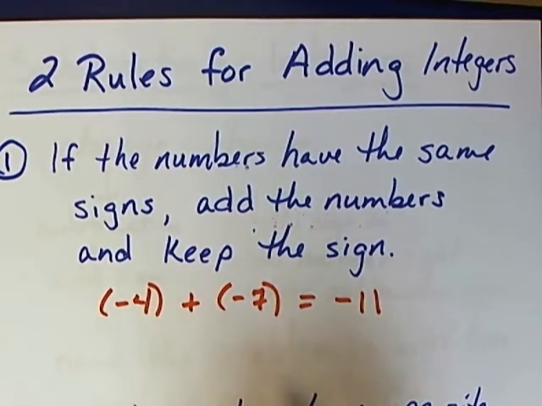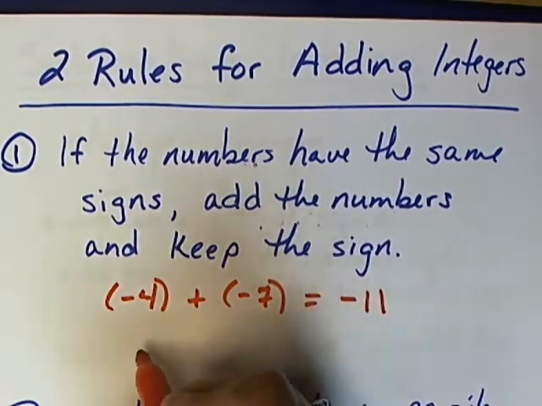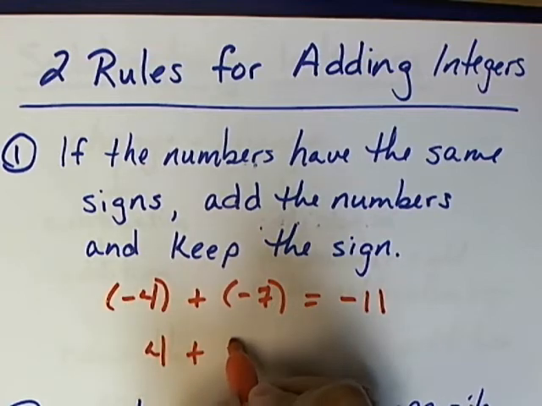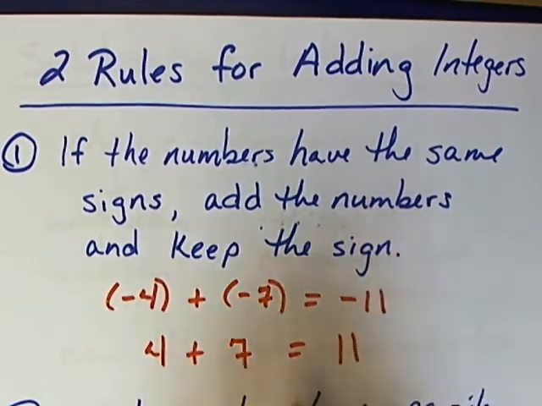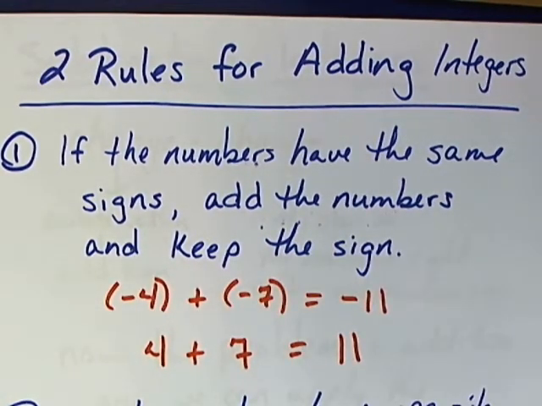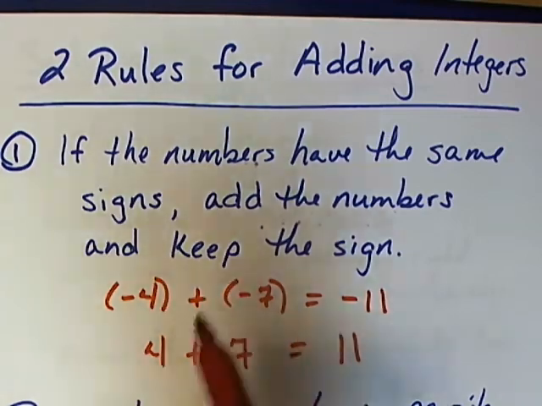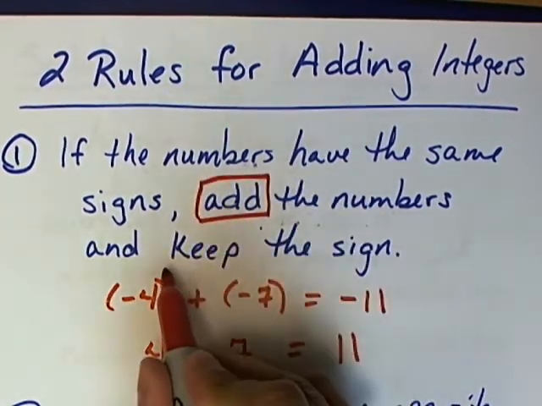So a negative 4 plus a negative 7 is a negative 11. And just like we had before, 4 plus 7, those are both positive numbers, gives us a positive 11. So that's the first rule. If the numbers have the same signs, then add the numbers and keep the sign.